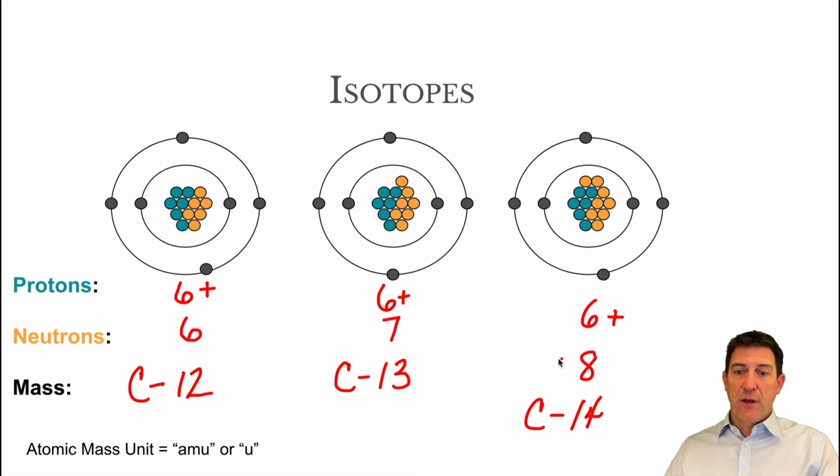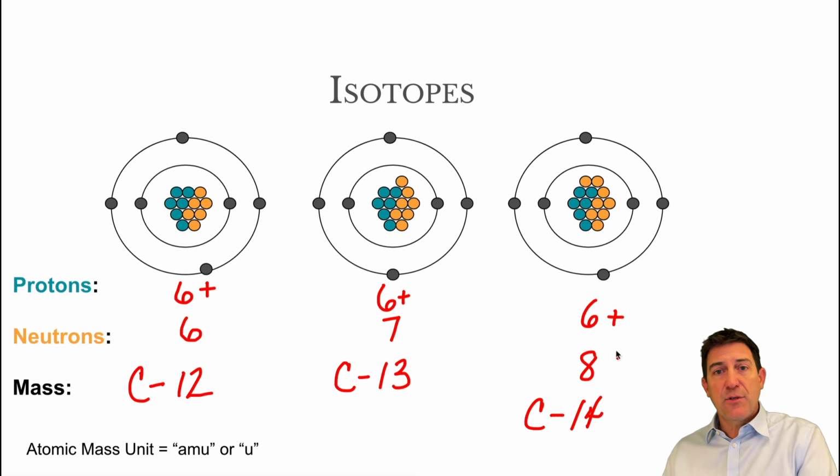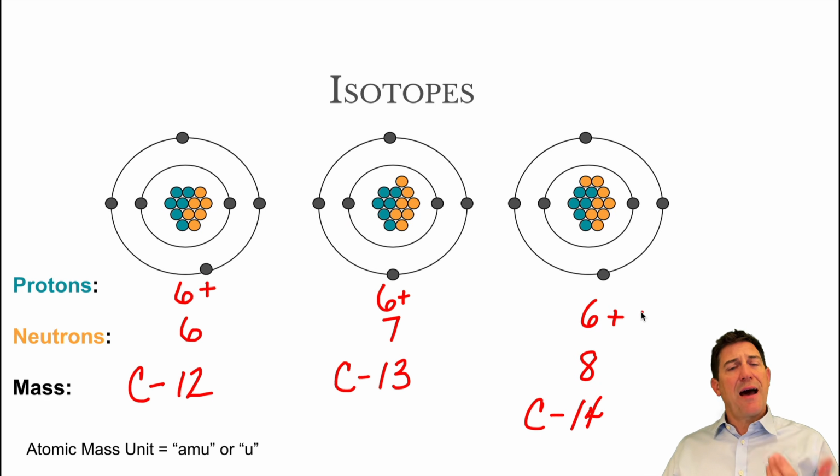Now, you should be figuring this out. This is also an isotope of carbon, because if this is regular old carbon and this was an isotope of carbon, this is also an isotope. Could there be carbon 15? Perhaps. Could there be carbon 16? Perhaps. So it's still carbon, but the isotopes of carbon.